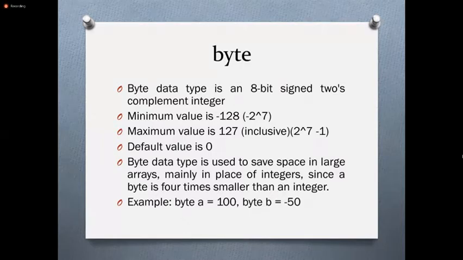For each and every data type, there is a default value. For the byte data type, it's 0. This data type is used to save space in large arrays, mainly in place of integers, since a byte is 4 times smaller than an integer. Right? This is how you can declare a byte variable. The data type is byte, then the variable name is A, assign 100. Likewise, you can declare byte variables in your program.